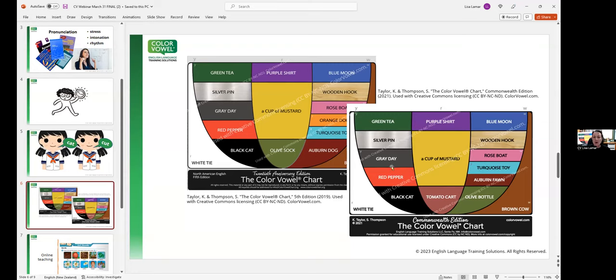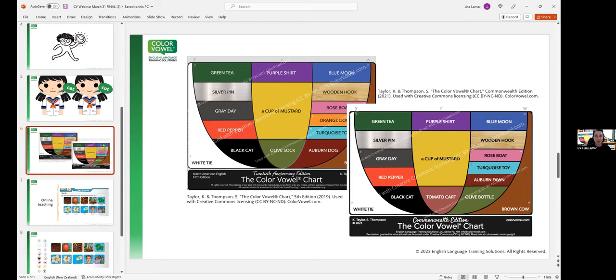So before long, I came across the Commonwealth edition of the Color Vowel Chart, and it was happy days. So this chart matches my vowel sounds beautifully. So I had my tomato cart, I had my olive bottle, I had my Auburn fawn, and none of this orange door business. So this is the chart that I use, and it's a very happy marriage for me.